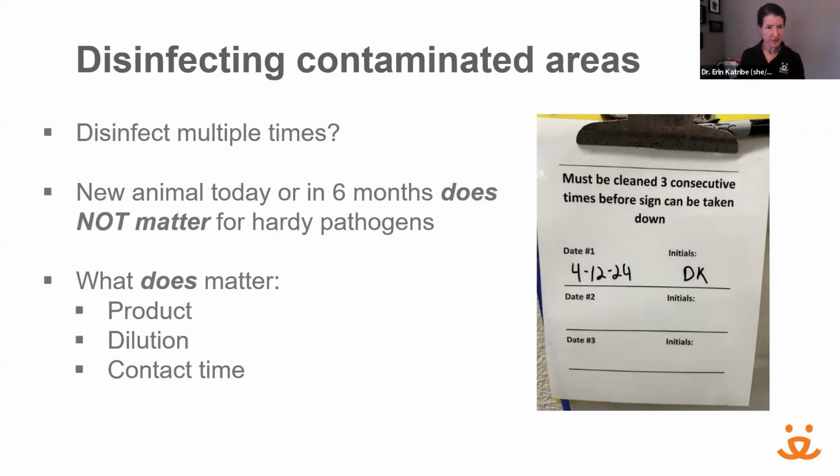If we are not fully disinfecting, it doesn't matter if we wait 6 months to put an animal in a parvo contaminated kennel, or if we put that animal in immediately, right? What does matter is that we're disinfecting appropriately. And if we're disinfecting appropriately and we've inactivated all of that virus, we're using a product that's effective against that pathogen, we're using it at the right dilution and the right contact time, we can put a new animal in that kennel essentially right away.